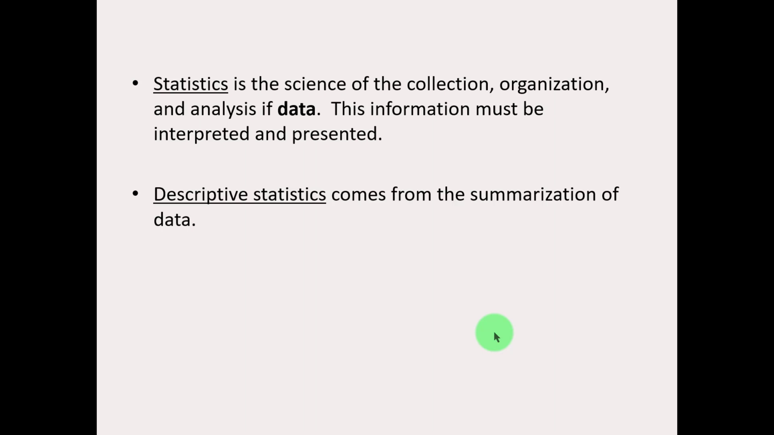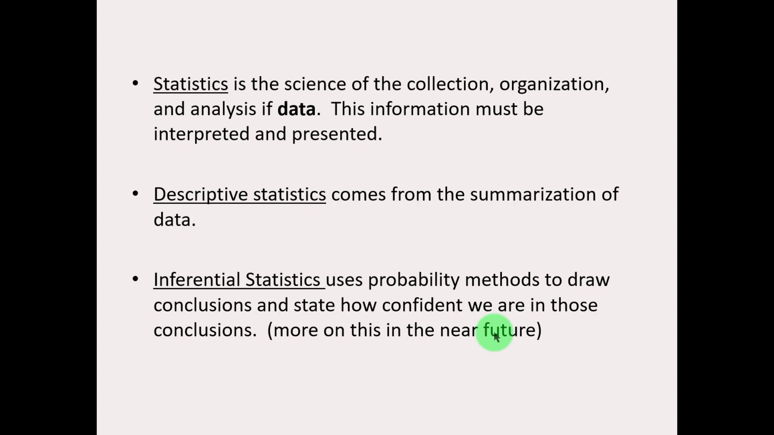Descriptive statistics is generally a summary of data, where you are summarizing a lot of info in a brief statement or statements. Inferential statistics is taking those descriptive statistics and drawing conclusions about the future, or drawing conclusions beyond the sample based on what was previously observed. And we'll talk about more of that in the future.